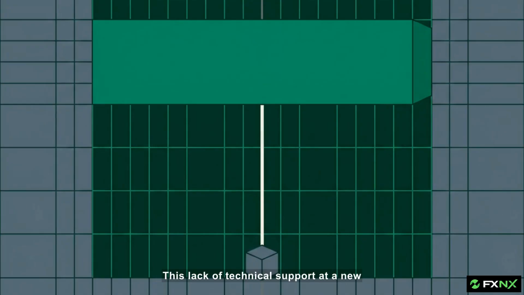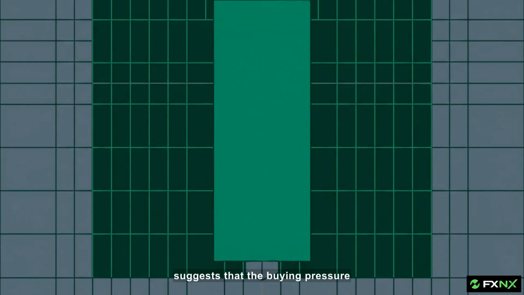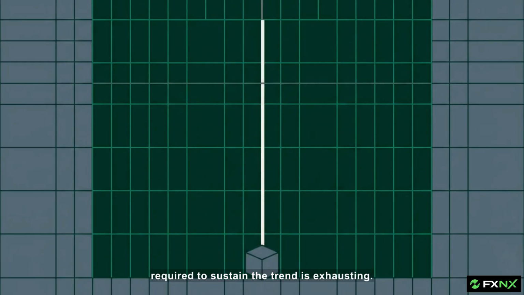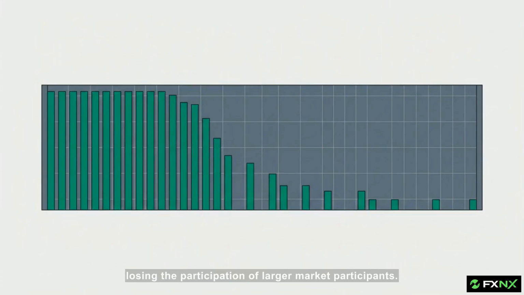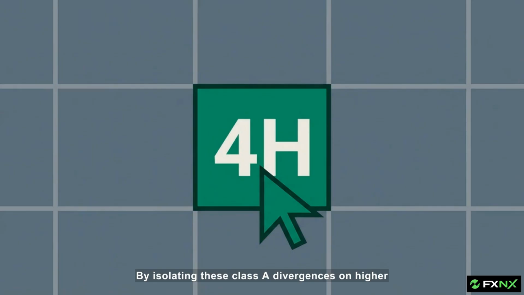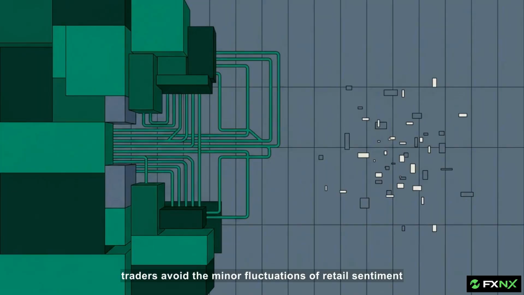This lack of technical support at a new price high suggests that the buying pressure required to sustain the trend is exhausting. It signals that the current move is likely losing the participation of larger market participants. By isolating these Class A divergences on higher timeframes, traders avoid the minor fluctuations of retail sentiment and align with major shifts in institutional flow.